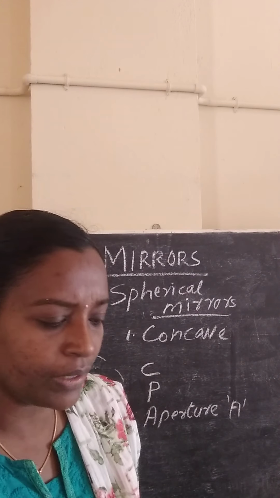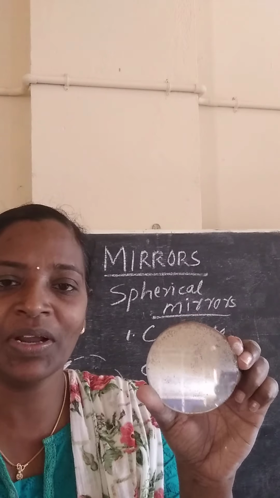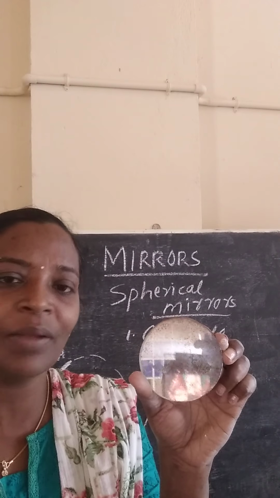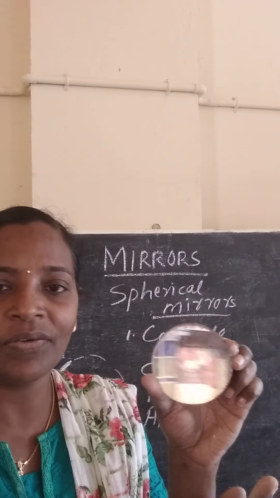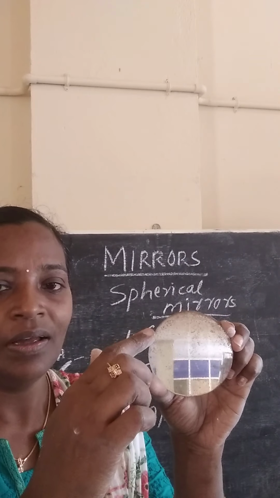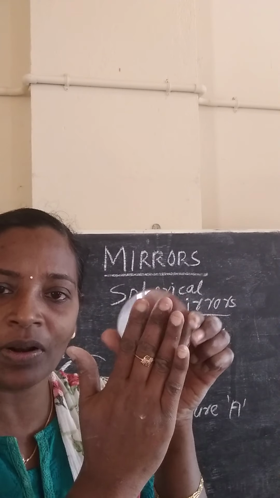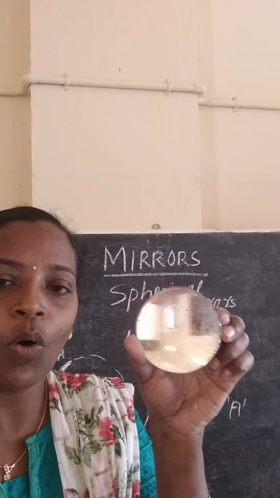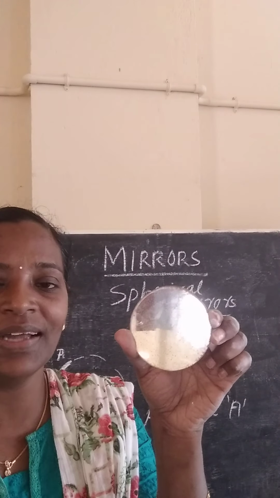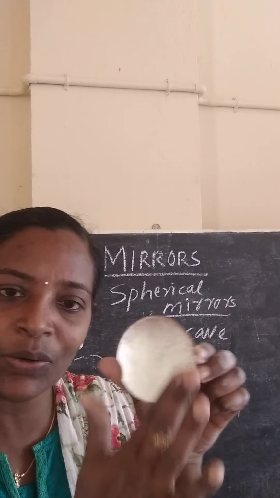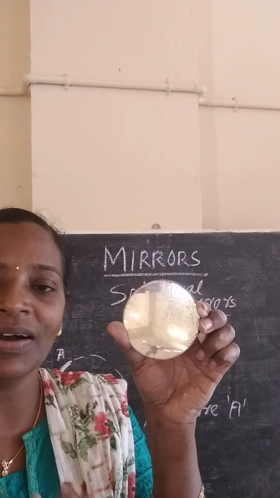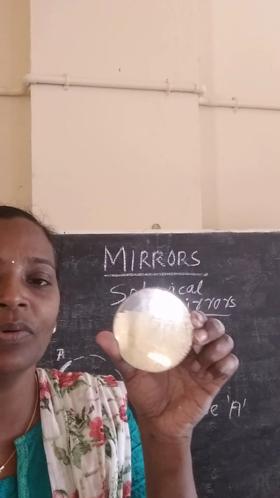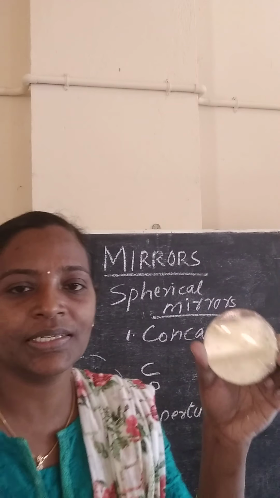When you look at this concave or convex mirror, you can't see the pole. The pole is the center, but you can't see that. The center of curvature is the center of the sphere from which this particular concave mirror is taken, and you can't see that either. The aperture is the reflecting side that you can see. These points are very important to study image formation, which is why we are discussing all of them.